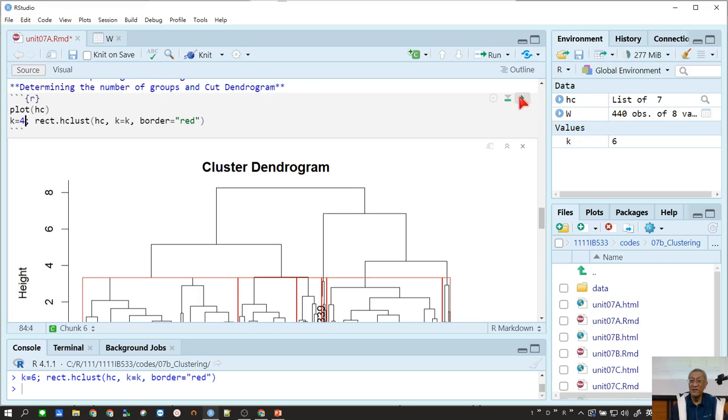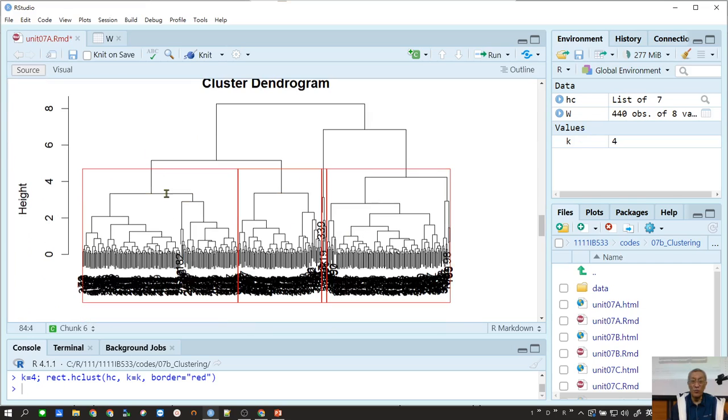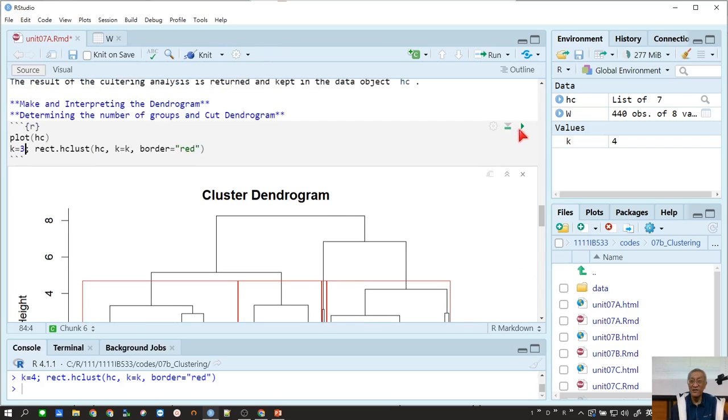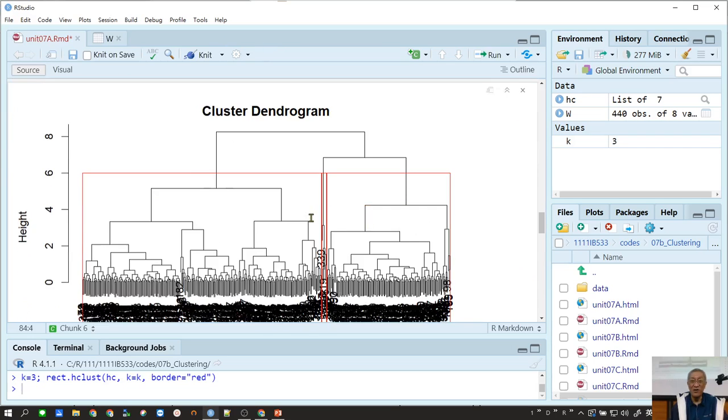Then we have 1, 2, 3, 4. We have 4 groups. If I want 3 groups, I use 3. And see, now you have 1, 2, 3. You have 3 groups. You see that? Okay.